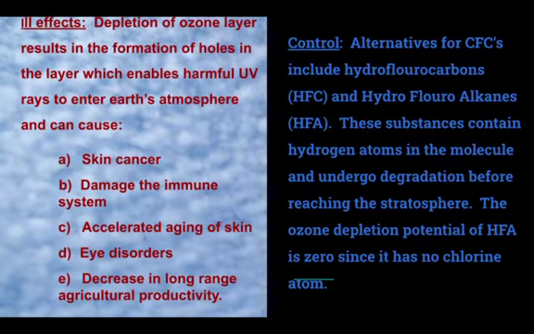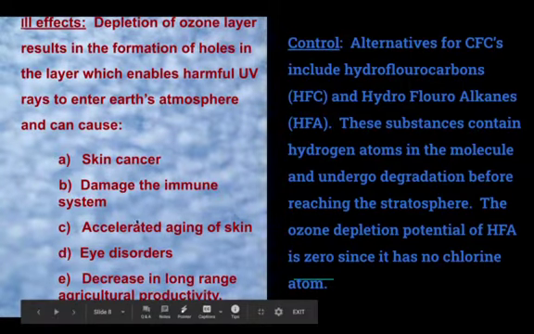Now the ill effects. Depletion of the ozone layer results in the formation of holes in the layer which enables the harmful UV rays to enter the Earth's atmosphere. And if UV radiations enter, it can lead to skin cancer, it can damage the immune system, and it results in accelerated aging of the skin, eye disorders, and decrease in long range agricultural productivity.